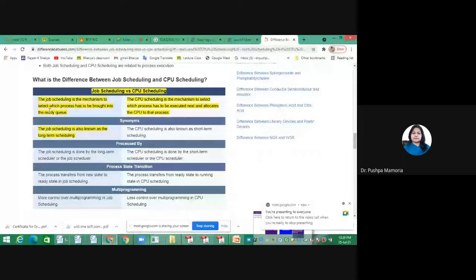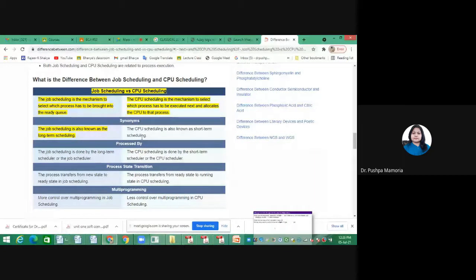So what is the difference between the job scheduler and the CPU scheduler? Job scheduling is the mechanism to select which process has to be brought into the ready queue, and CPU scheduling is the mechanism to select which process has to be executed next and allocate the CPU to that process, right? They are saying the job scheduling is also known as long-term scheduling, and CPU scheduling is also known as short-term scheduling. So the difference is clear.